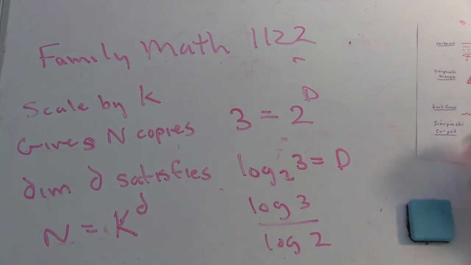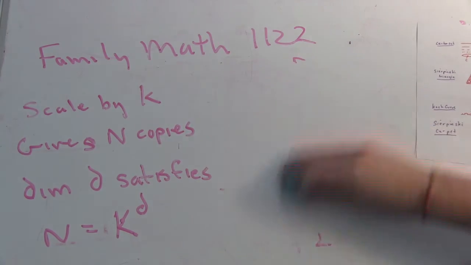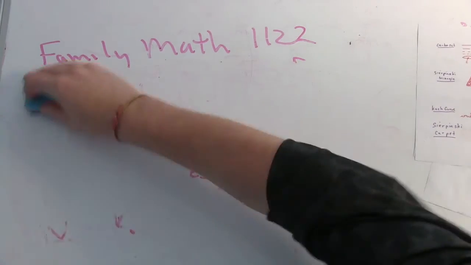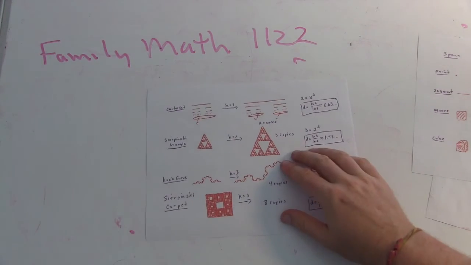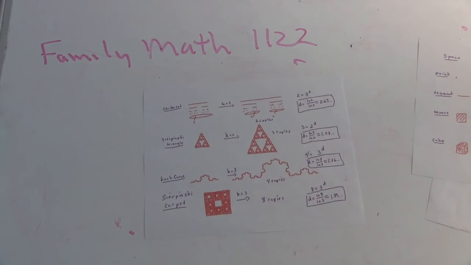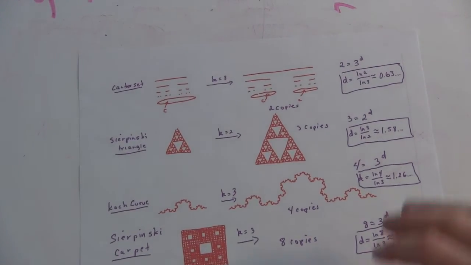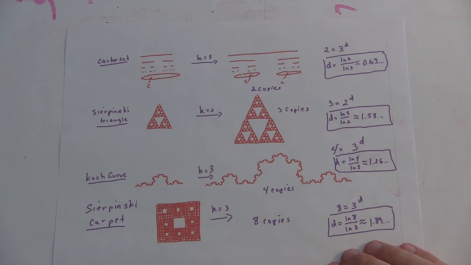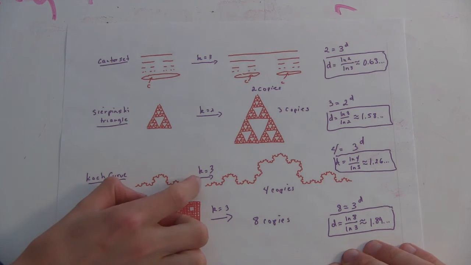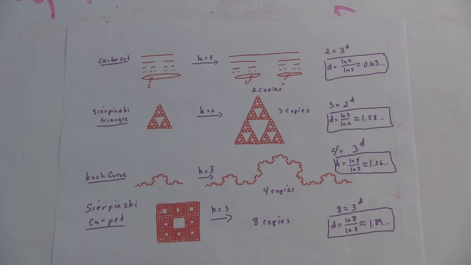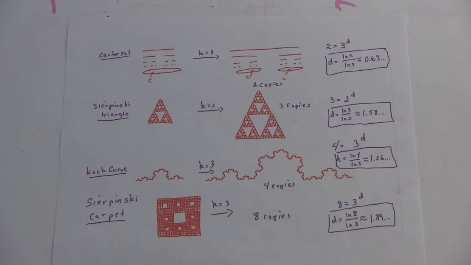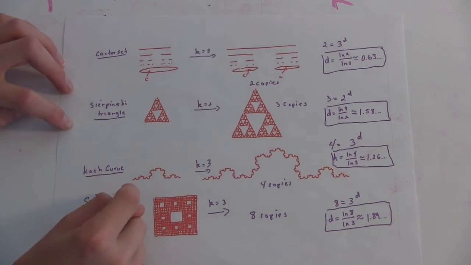So let's look at the Koch curve next. Do you remember what the Koch curve is? Sometimes you can create it with the Koch snowflake, which is an equilateral triangle, but in this case it's just a line, and you take the middle third and you turn it into an equilateral triangle on the surface.